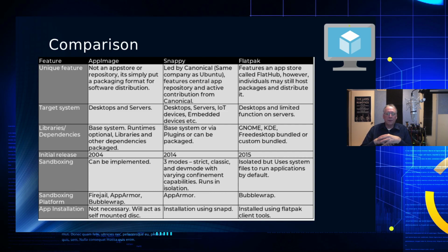The target systems for AppImage and for Flatpaks are desktops. Now, for AppImages, you can run those on servers. In the case of Flatpak, it's limited because it has to use the CLI, and some of them will not work. Snappy, by contrast, will do desktop, servers, IoT, and embedded devices, so it has a pretty wide range of support.